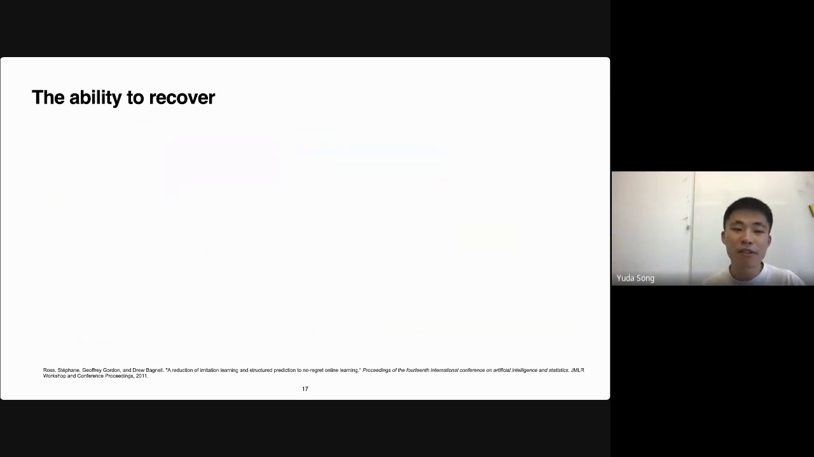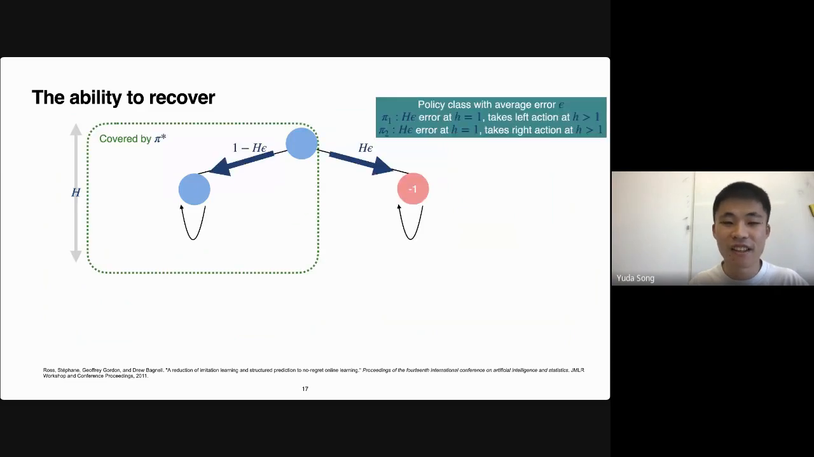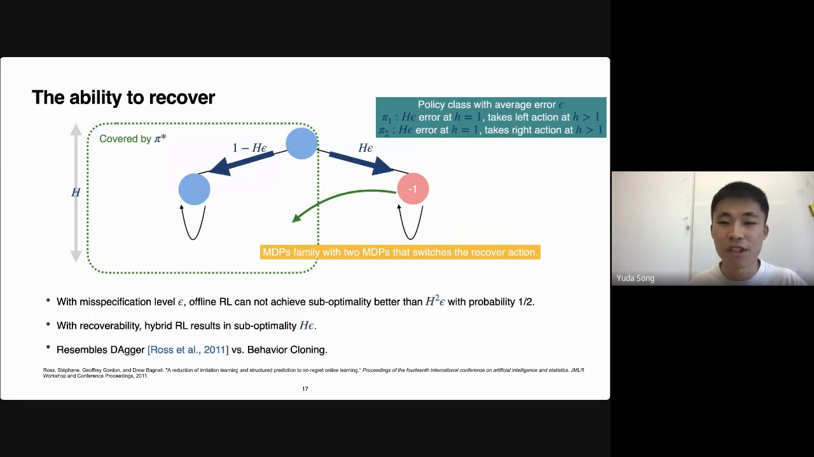Okay, before we dive into the technical detail, I actually have one more motivation for why people should care about this hybrid RL setting. But I think we're slightly left behind, so I'm going to quickly skip this slide, but we can go over it if we have more time at the end of the talk.